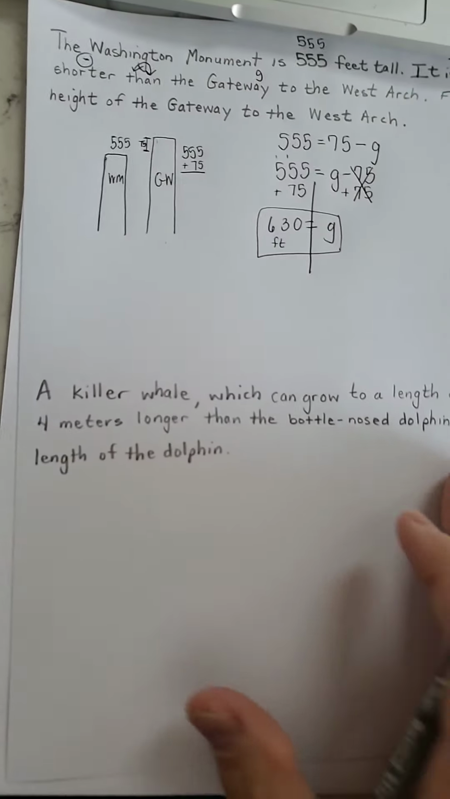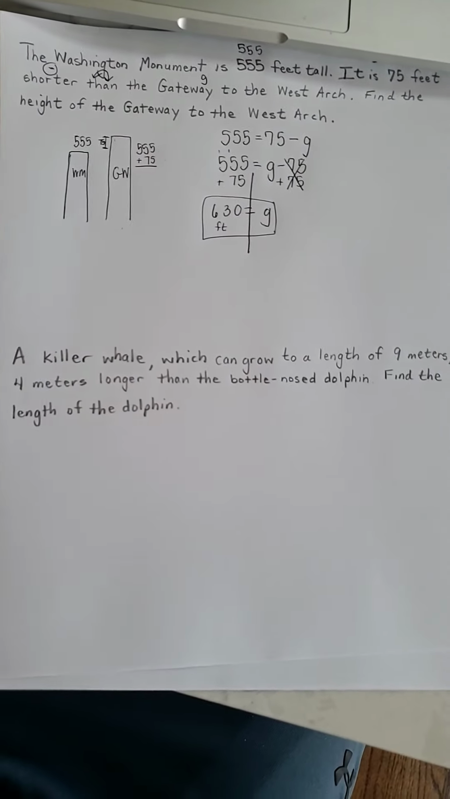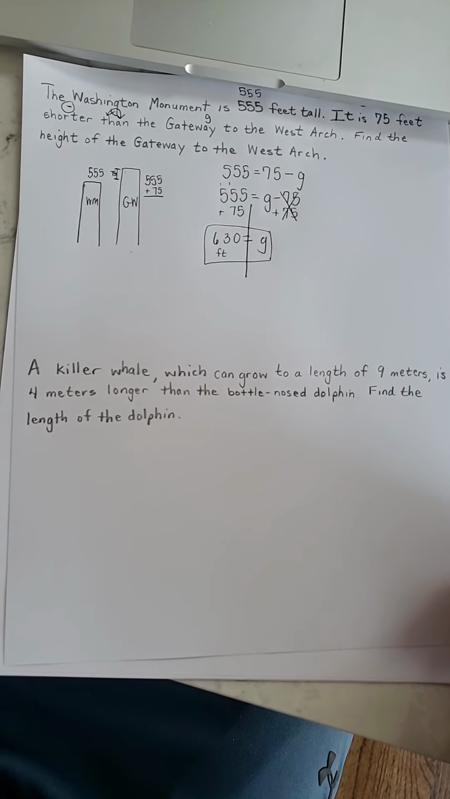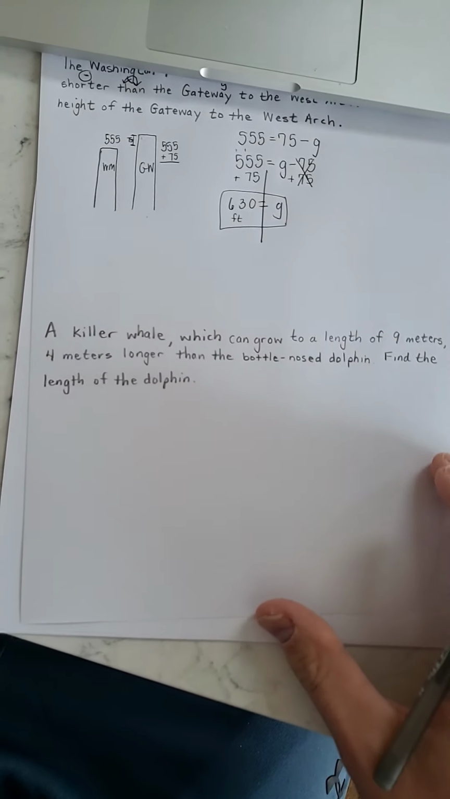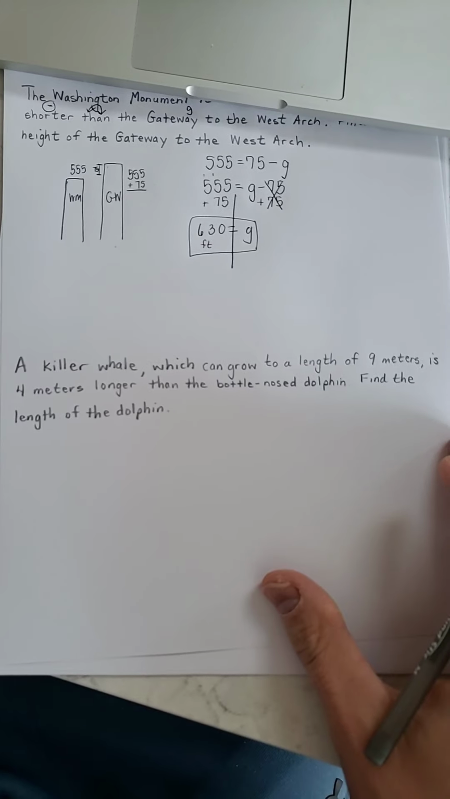All right, so now we have the next one. A killer whale, which can grow to the length of 9 meters, is 4 meters longer than the bottlenose dolphin. Find the length of the dolphin.